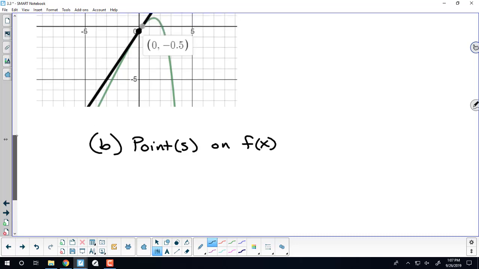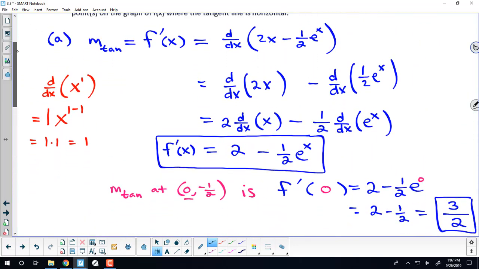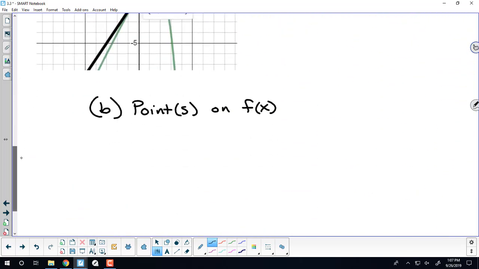How do we want to say that? I forget the question exactly. Where f of x, the tangent line is horizontal. Points on f of x where the tangent line is horizontal.